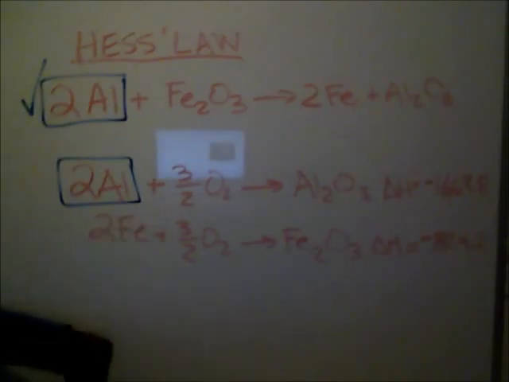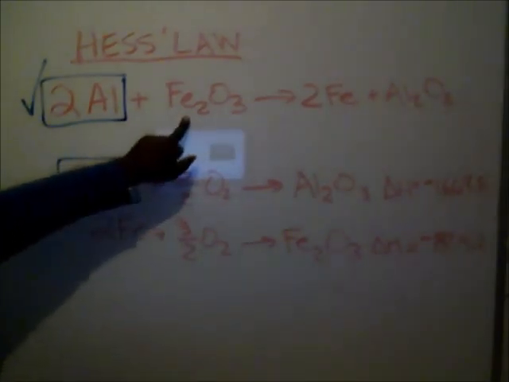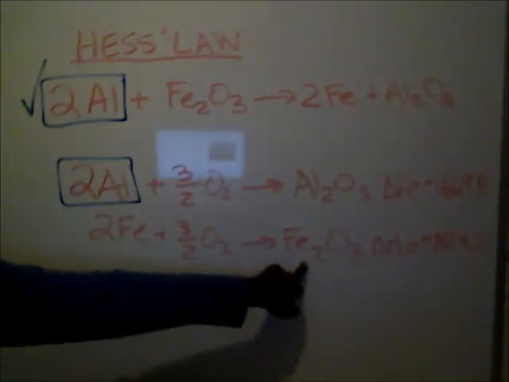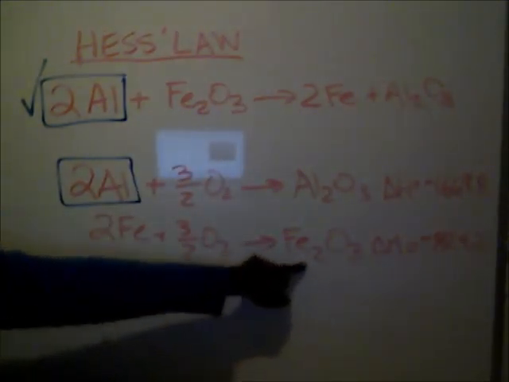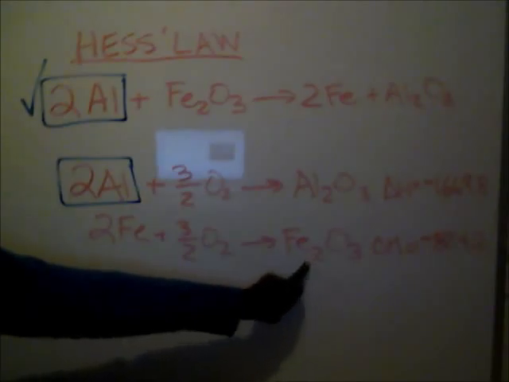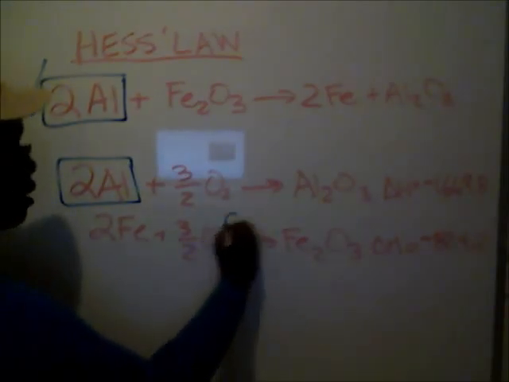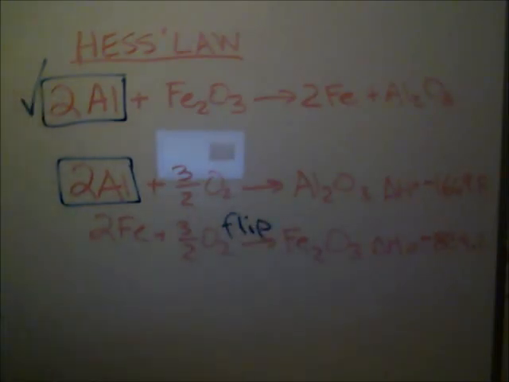Okay, now next, let's look at the Fe2O3. We need it to end up on the left side of the arrow, but in the step, we have it on the right side, so they're not matched up. So what we're going to need to do is get this on the other side, and the way that we do that is we have to flip that equation.